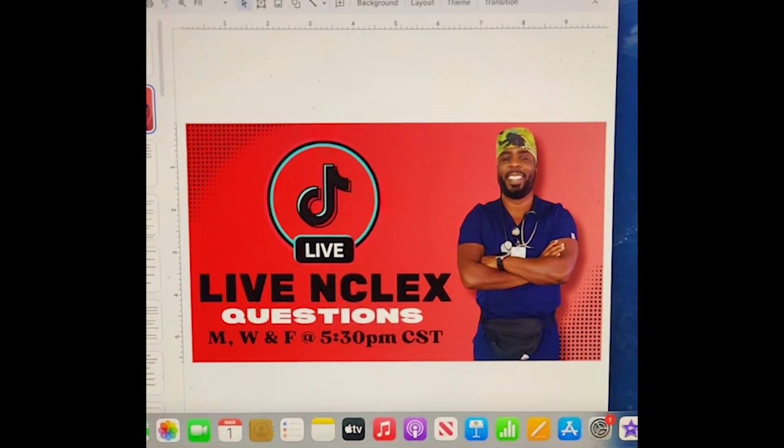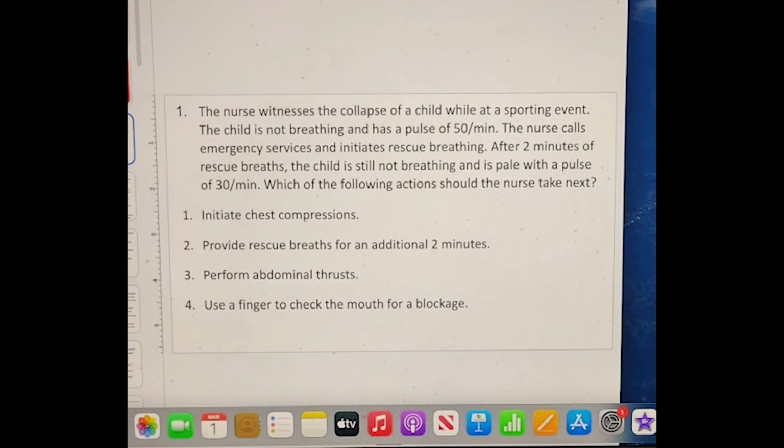But here we go. Question number 1. The nurse witnesses the collapse of a child while at a sporting event. The child is not breathing and has a pulse of 50 per minute. The nurse calls the emergency services and initiates rescue breathing. After 2 minutes of rescue breaths, the child is still not breathing and is pale with a pulse of 30 beats per minute. All right, so which of the following actions should the nurse take next?